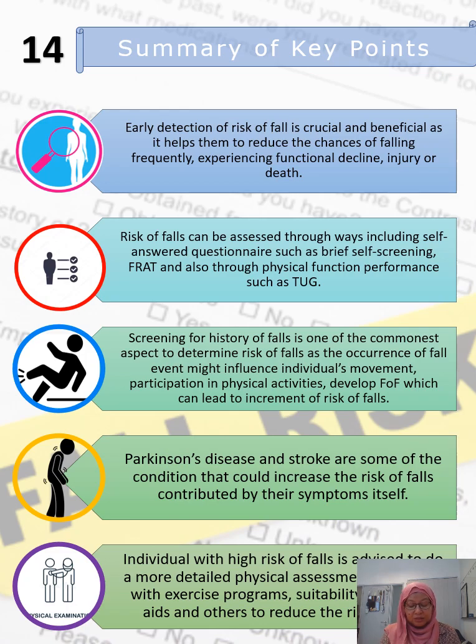Number 3, screening for history of falls is one of the commonest aspects to determine risk of fall, as the occurrence of fall events might influence individuals' movement, participation in physical activities, and development of fear of falls, which can lead to an increment of risk of falls. Number 4, Parkinson's disease and stroke are some of the conditions that could increase the risk of falls, contributed by their symptoms. So people with Parkinson's disease and stroke may have an even higher risk of falling compared to older people who have no symptoms of these chronic illnesses. And lastly, individuals with high risk of falls are advised to do a more detailed physical assessment and be given prescriptions of exercise programs, walking aids, and others to reduce the risk of falling.